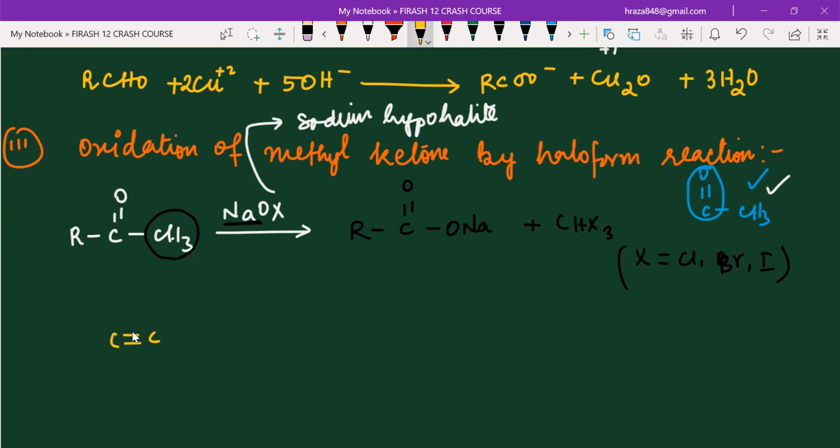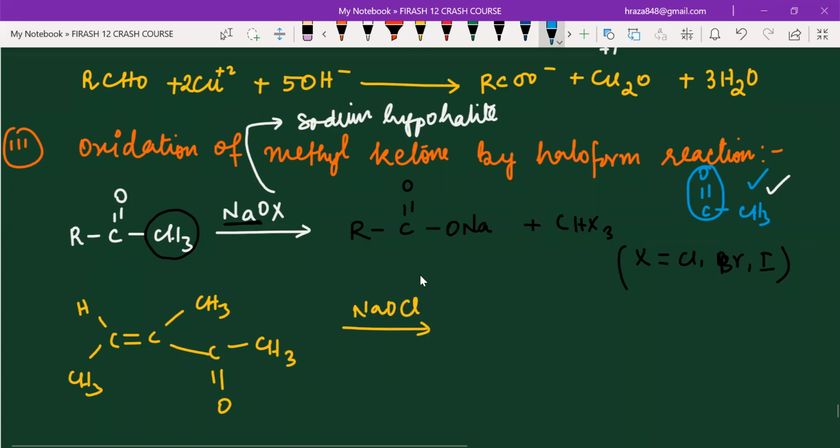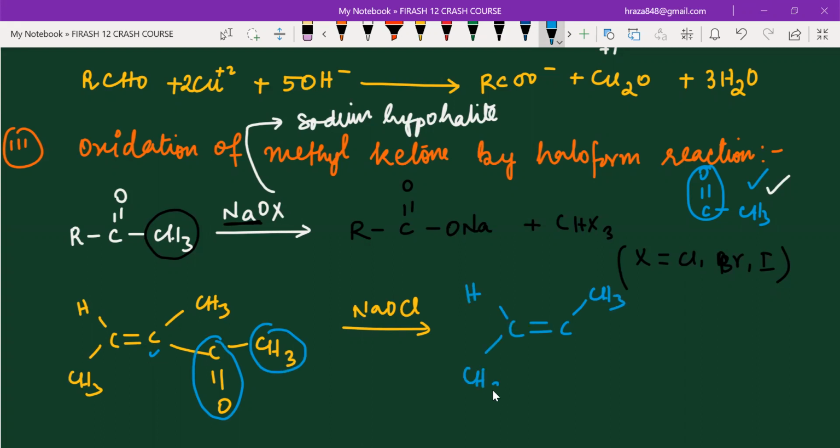If I take an example, this is the example that I'm going to take. If I react this with NaOCl, its name will be sodium hypochlorite. So what will happen? Just focus here: the CH3 part will be replaced with ONa, and the next product is CHCl3, which is chloroform.